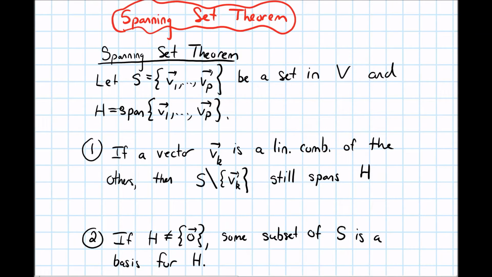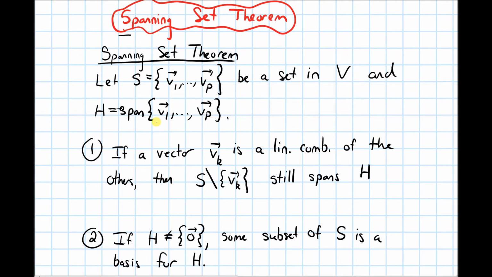In this video, I'm going to talk about the spanning set theorem. What the theorem says is, let S be a set of vectors that has v1 up until vp in it. All of those elements, v1 up until vp, are in some vector space, capital V. And let H be the span of these vectors, v1 up until vp.